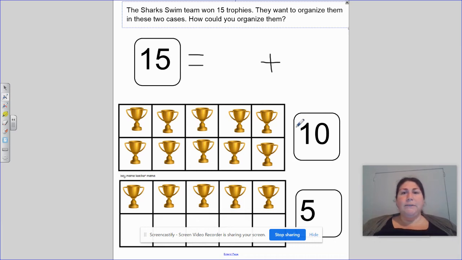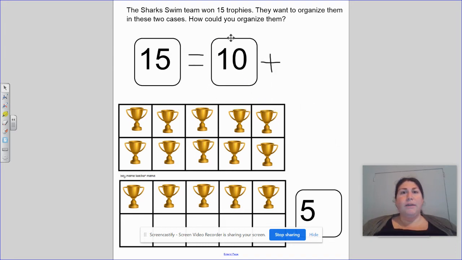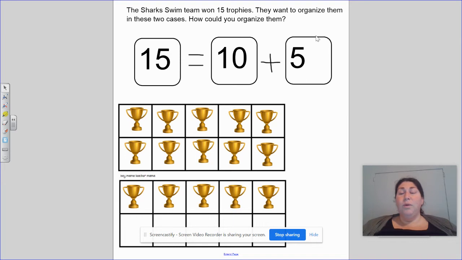So let's look here. We have our 10, which we're actually going to just move up here because 15 equals, or is, 10 and 5 ones. So that would be our number sentence when we take our teen number and we break it into 10 and some more ones. Let's try another one together.